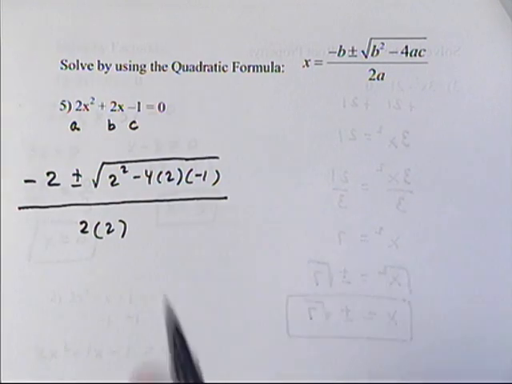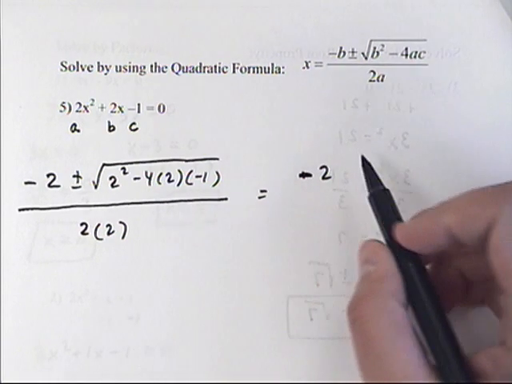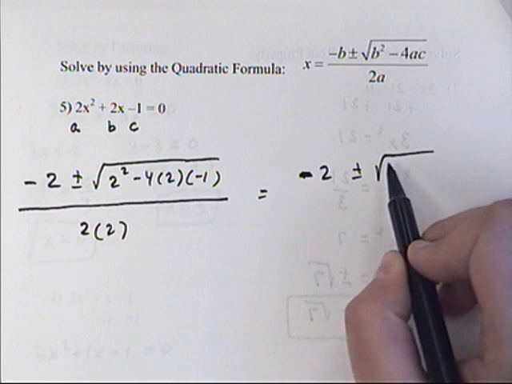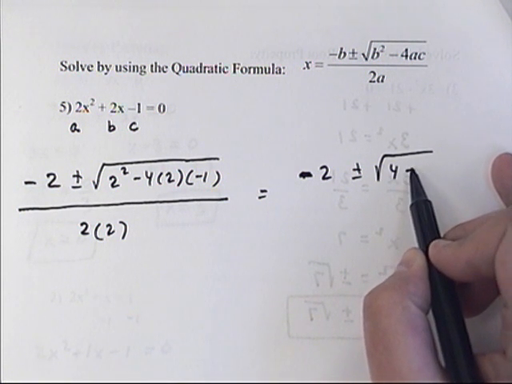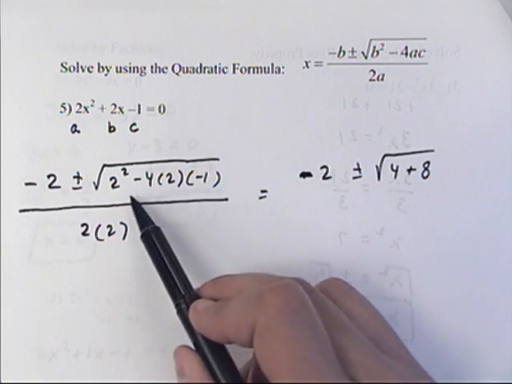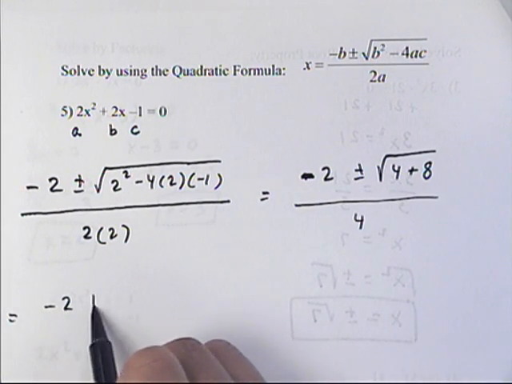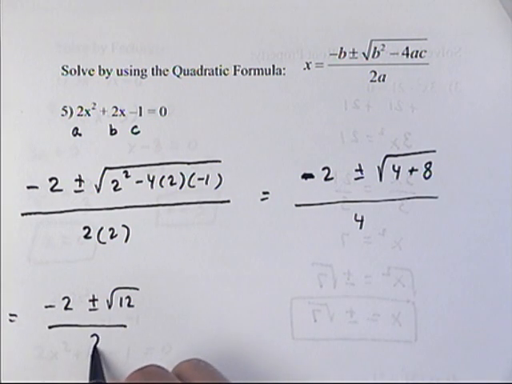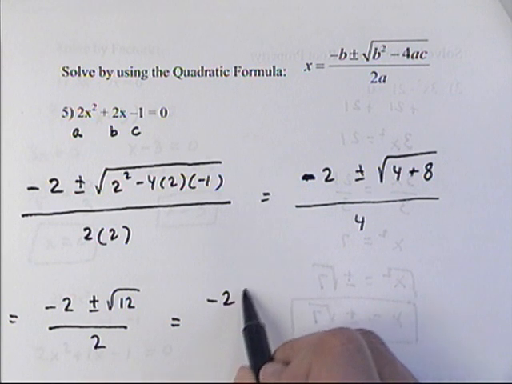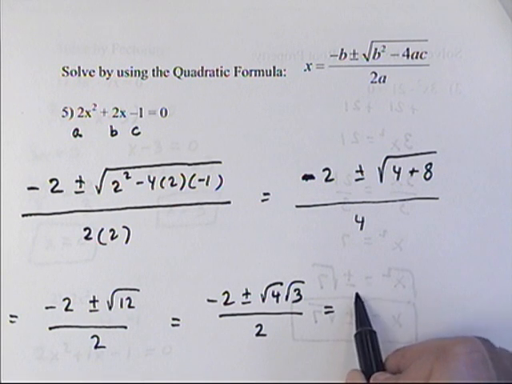All right, well, simplifying, we get negative 2, that's negative, not positive, plus or minus the square root of 4 plus 8, because negative 4 times 2 times negative 1 is positive 8, so it's plus now, over 2. So I have negative 2 plus or minus the square root of 12 over 2. Now the square root of 12 can be factored into the square root of 4 and the square root of 3. And the square root of 4 is 2.